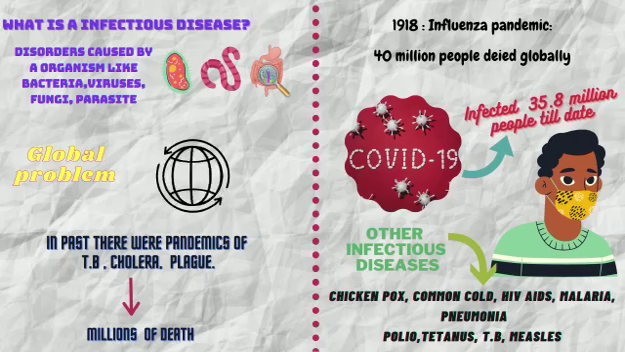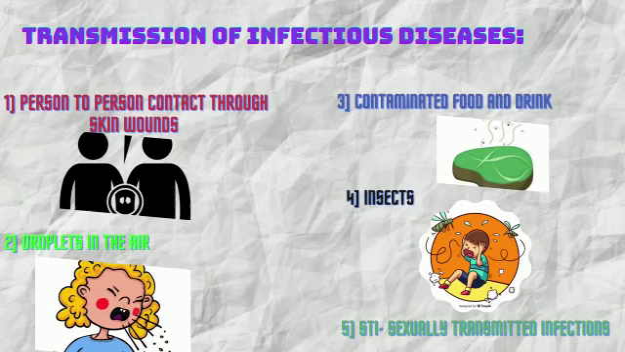And as we all know about the present pandemic of COVID-19, which has infected more than 35.8 million people around the world. Examples of some other common infectious diseases are chickenpox, common cold, HIV/AIDS, malaria, pneumonia, polio, tetanus, tuberculosis, and measles. Let's talk about how do people get infectious diseases. Infectious diseases are caused by pathogenic microorganisms such as bacteria, viruses, parasites, or fungi. The diseases can be spread directly or indirectly from one person to another.